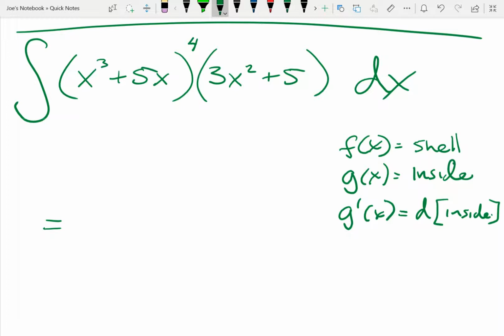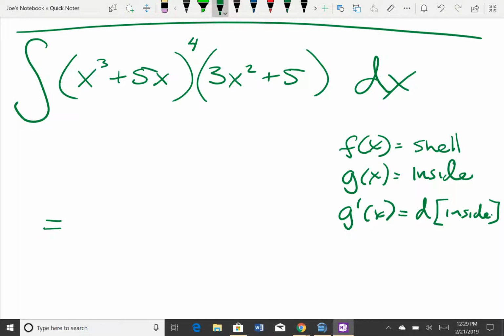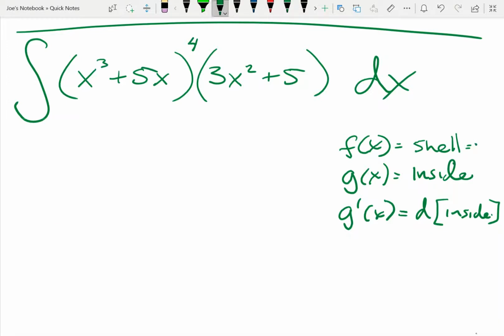Yes, so input to the 4th, right? So for a book answer, you would say the shell is x to the 4th. Okay, let's give someone else at that table a chance.